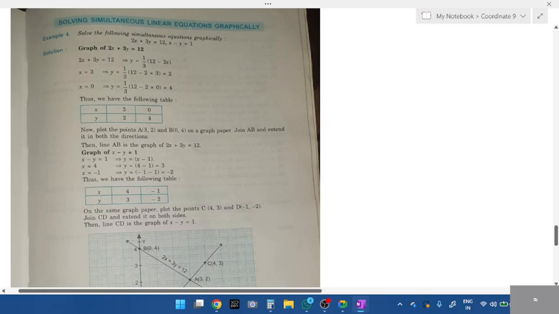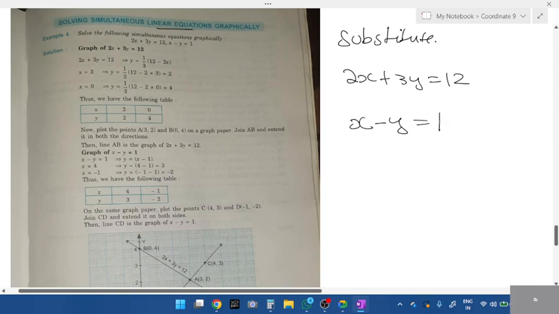Using simultaneous linear equations. Remember simultaneous linear equations? We have solved simultaneous equations. What are the three methods we had? Substitution, elimination, and cross multiplication. Here we can use the substitution method. Look at the first question: 2x plus 3y is equal to 12, first equation. Second equation: x minus y is equal to 1. Sorry, not substitution or elimination, students.